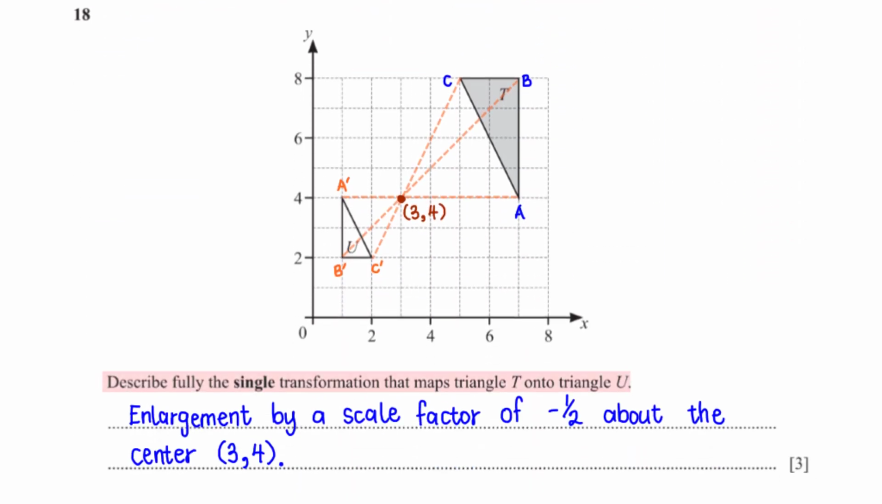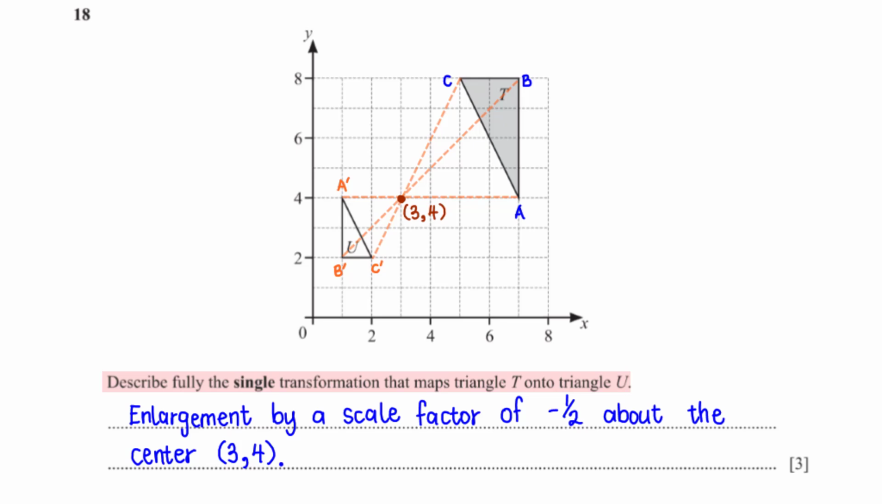Describe fully the single transformation that maps triangle T onto triangle U. When we take a look at triangle T and its image, triangle U, we can tell straight away that this is an enlargement by a scale factor of negative half. We have a negative scale factor because the image is flipped.